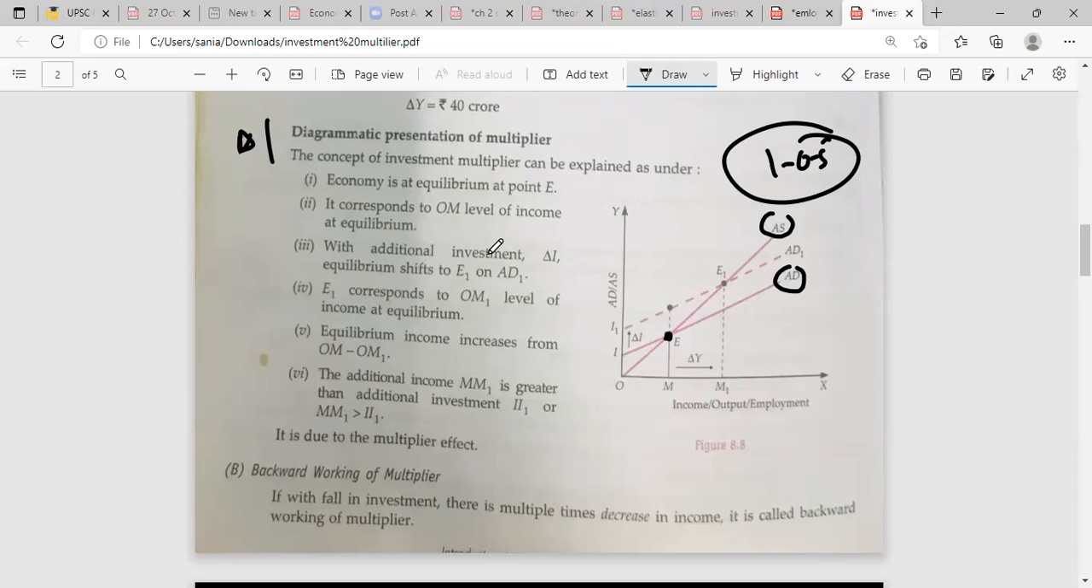Then if you make additional investment, your equilibrium will shift to E1, which corresponds to OM1, the new level of income at equilibrium. Equilibrium income increases from OM to OM1. The additional income MM1 is greater than the additional investment. Why is it greater? Due to the investment multiplier. If there is no investment multiplier, your economy will remain over here itself. But due to the investment multiplier, it increases and now you are working over this point. Clear?